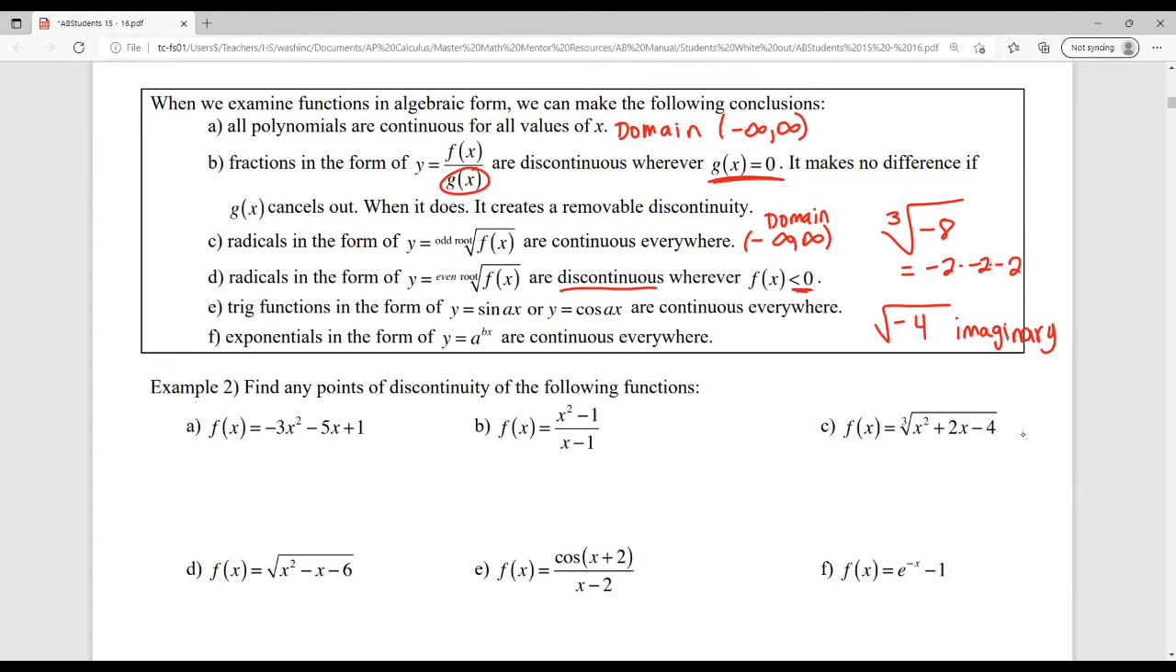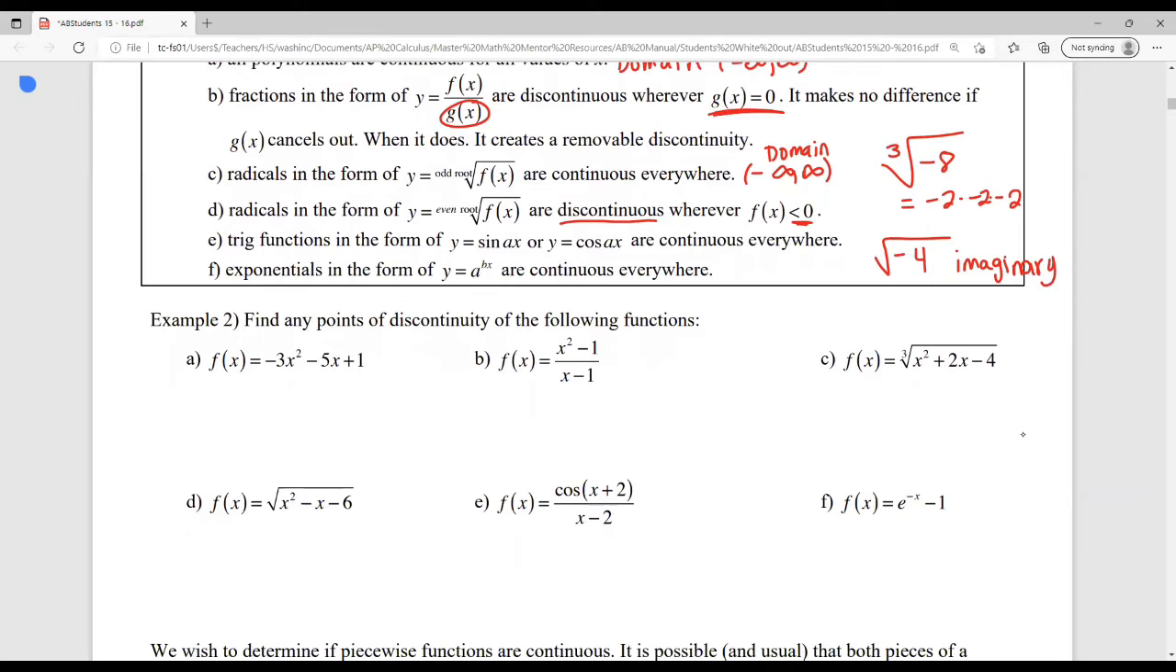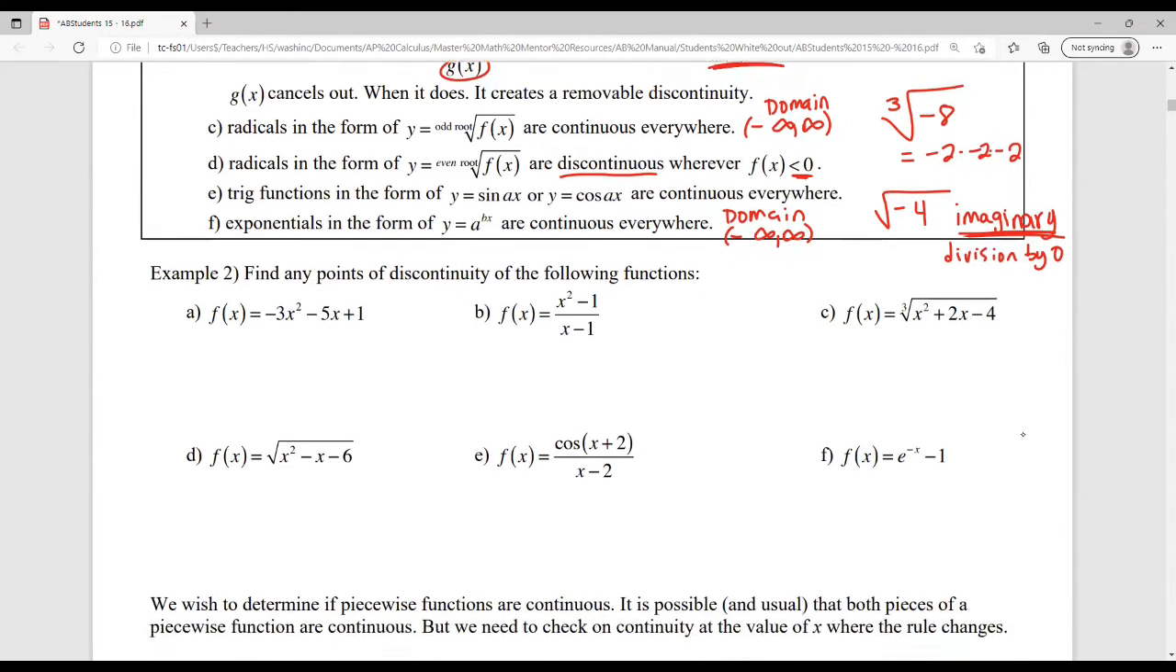Sine and cosine are continuous everywhere, and exponentials are continuous everywhere. Again, the reason behind that is you can take any number you want and plug in for x, negative infinity to infinity, and you will not get any type of domain error. The two main domain errors we get are imaginary numbers, or division by 0. When we have those two things, we may have some type of discontinuity. Otherwise, it's going to be continuous everywhere.